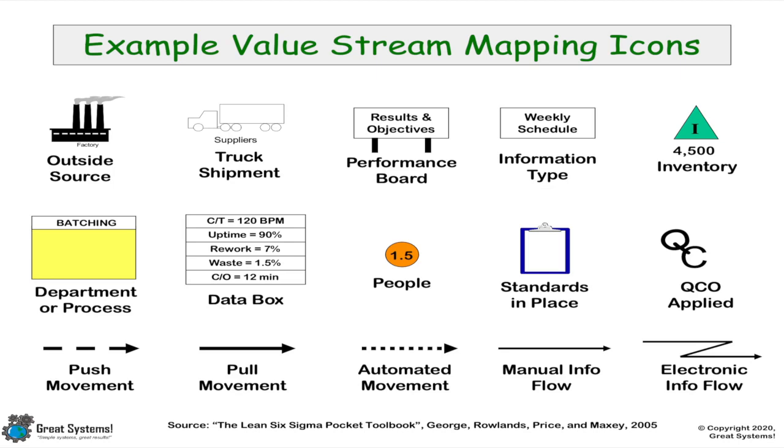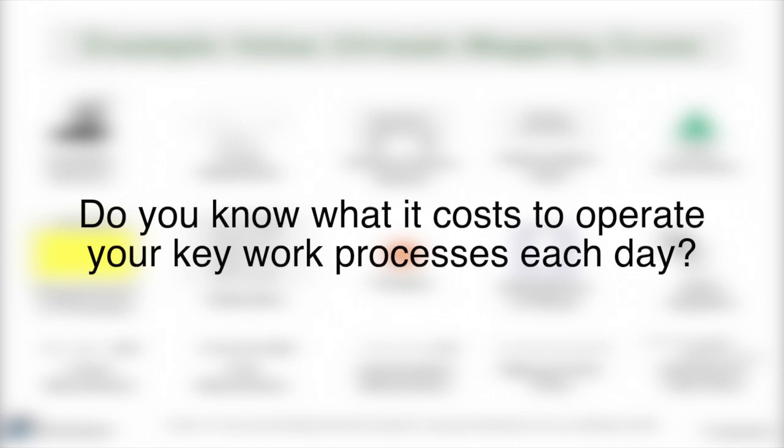The icons in the top row are used to show basic information about the larger value stream. Examples include where outside sources are used to provide materials, how these materials are transported, where performance boards have been set up, what types of information are provided, and what current inventory levels between process steps exist. Now, even if you're a service process or an administrative process, you can have inventory between process steps. It just often exists in the form of digital information, such as files in a folder or folders that need to be processed.